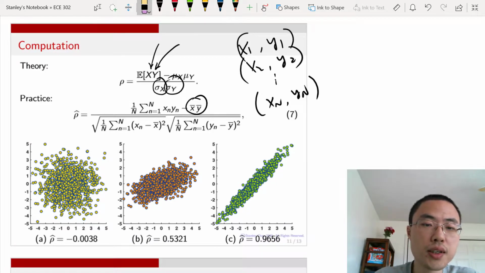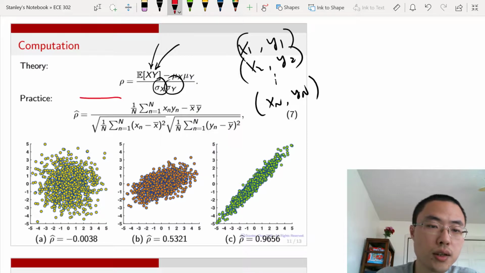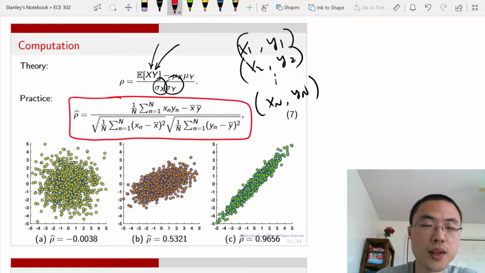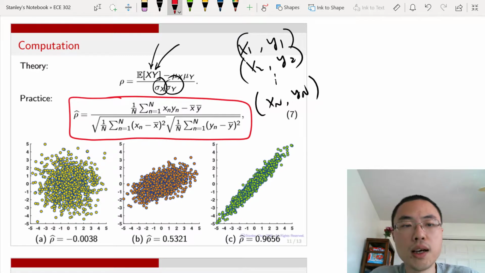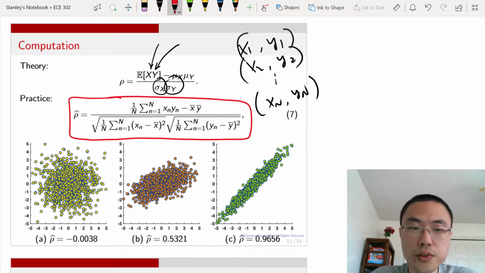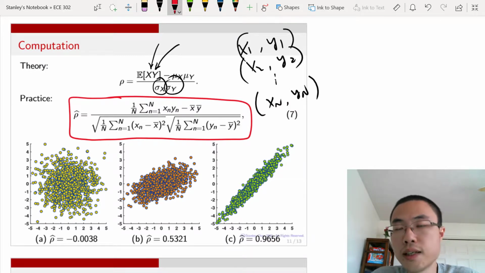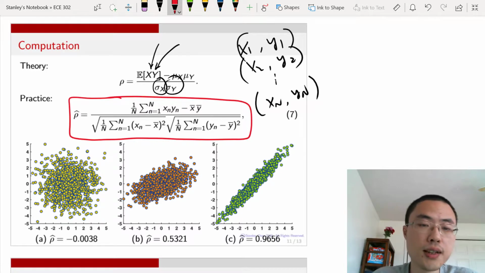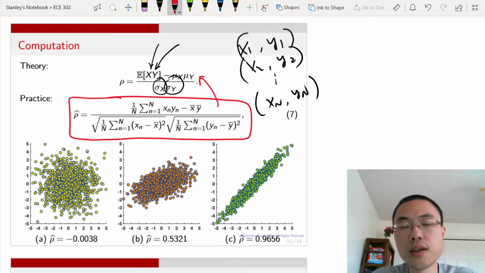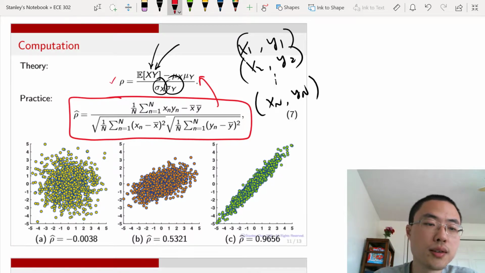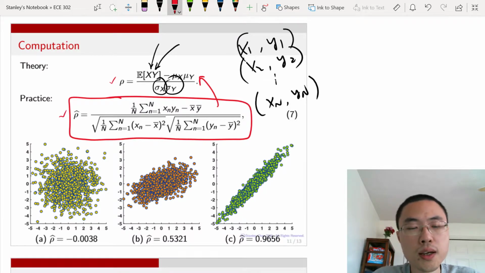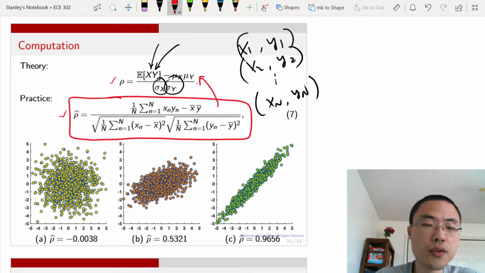All these can be calculated on a computer. So you will be able to get a quantity like this. This is what we call the empirical correlation coefficient. It is completely determined by your data set, and it has the exact same form as the formula that you have here, although this is the theoretical one, and this is the practical one. You can plug this calculation into the data sets as follows.